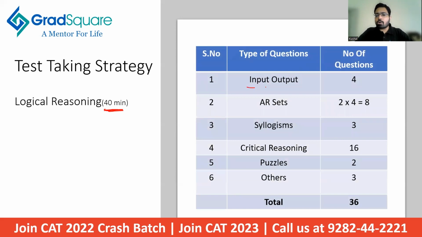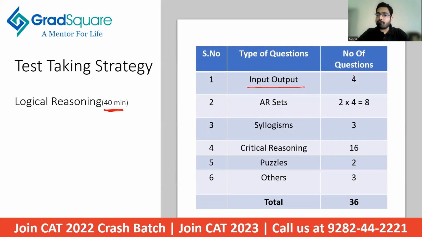Now, these are input-output based questions. That means they'll give you a statement, follow it up with 4 steps, and give you an output. They'll tell you that if the input is the first statement, then the output will be the last statement according to the 4 steps. These 4 steps will have a logic in them. You have to figure out that logic and apply it to the question given to you and come out with the output of that particular statement.